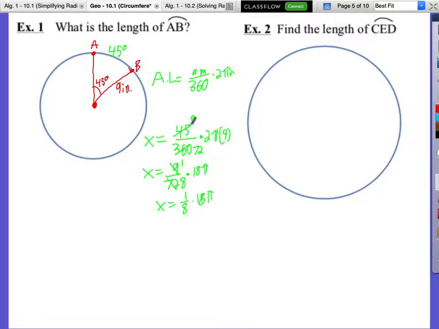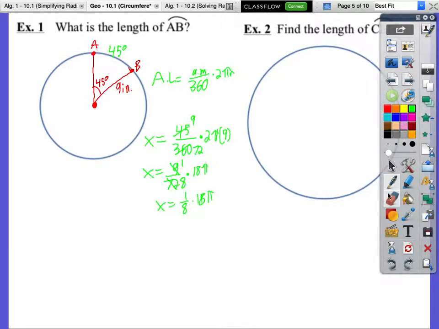Yeah. Okay, so we reduced 45 over 360. We said, oh, 5 goes into it 9 times and 72 times. And we said, oh, but 9 goes into both of those once and 8 times. This is an 18 pi. Let me rewrite that.